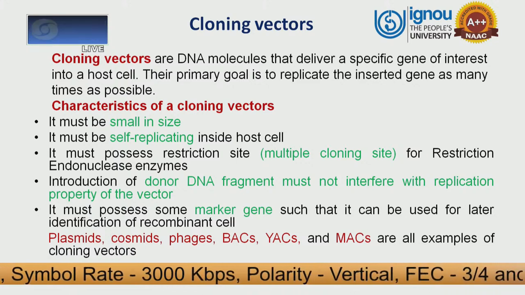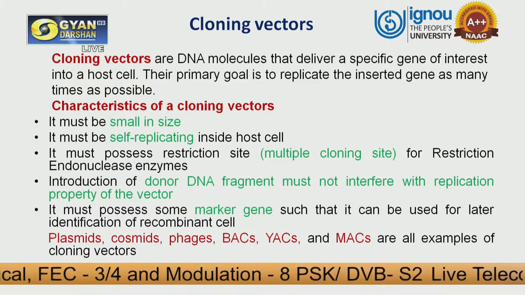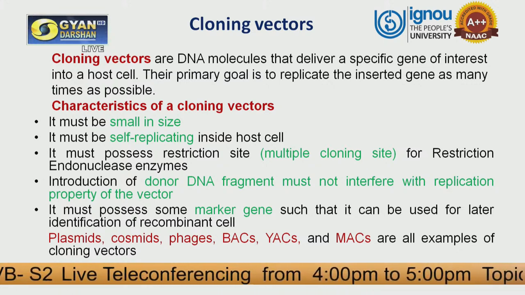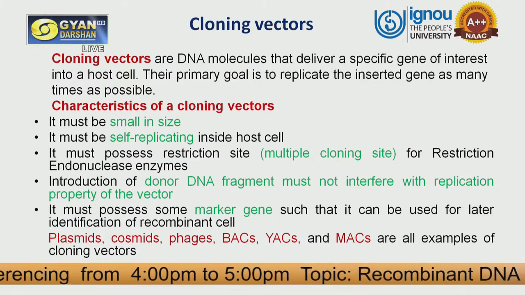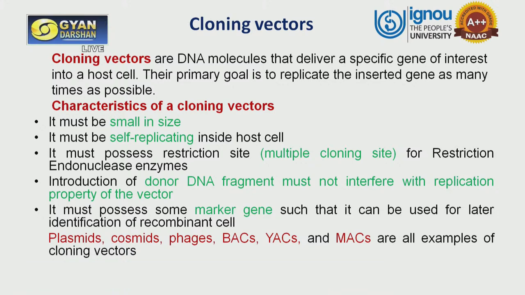Why do we need a marker gene? These marker genes basically help us to select the host cells which are transformed compared to the ones which are not transformed. Usually, these marker genes are some type of antibiotic resistance gene. For example, there is a kanamycin resistance gene, an ampicillin resistance gene, or a hygromycin resistance gene. So, if you have a particular antibiotic present in the media, you will be able to select the cells which are actually transformed, or have taken up that particular vector. These resistance genes provide resistance against that antibiotic, whereas the cells which are not transformed will eventually die.